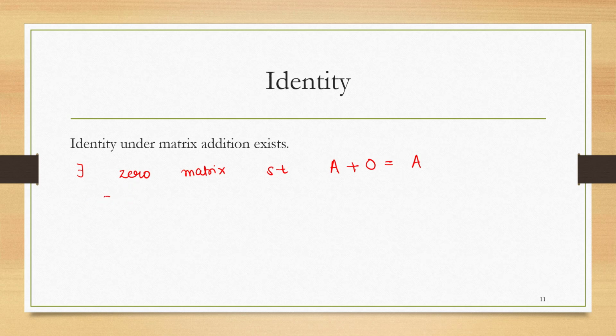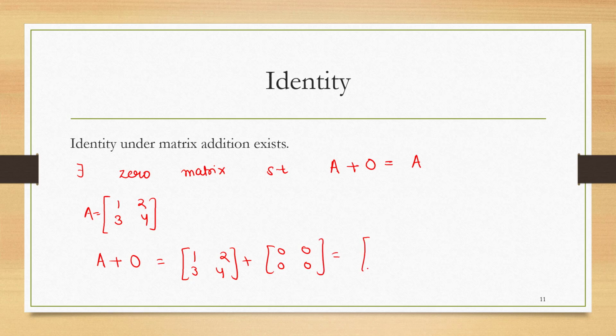Let's see with the help of an example. If we take the matrix A as 1, 2, 3, 4, then since A is of order 2 cross 2, we have to take the 0 matrix of order 2 cross 2 in order that A plus 0 is defined. So let's see, then A plus 0 matrix of order 2 cross 2, this is 1, 2, 3, 4 plus 0, 0, 0, 0. This is again 1, 2, 3, 4. So 0 is the identity matrix under addition.